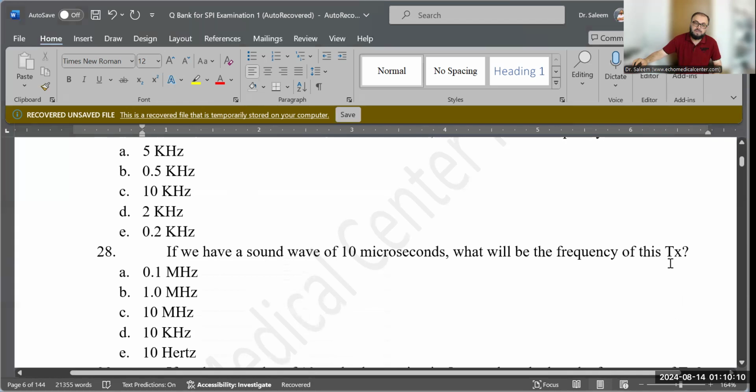What do you think? Okay, these are the options: 0.1 megahertz, 1.0 megahertz, 10 megahertz, 10 kilohertz, 10 hertz. What do you think? Carefully, same formula we mentioned earlier. Frequency F is equal to 1 divided by T. So, same thing. The calculation will be 1 divided by 10, and 1 divided by 10 will give you 0.1. And then why megahertz? Because it's a microsecond. So the time unit will select the unit for the frequency. A is the correct answer. Good job. I know you selected that too.